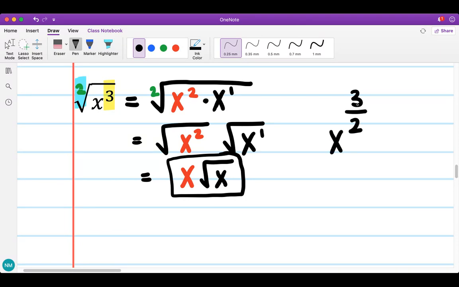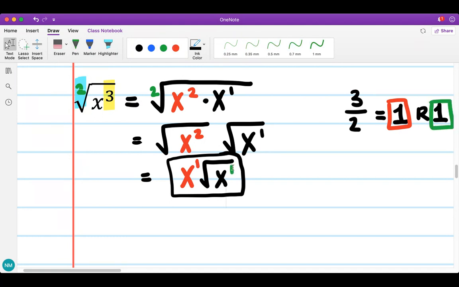3 divided by 2. What is 3 divided by 2? What with a remainder of what? How many times does 2 go into 3? 1 time with a remainder of what? 1, right? It is 1 with a remainder of 1. This right here is your 1 here, and this right here is your 1 here. And you will see that happen for every single case.